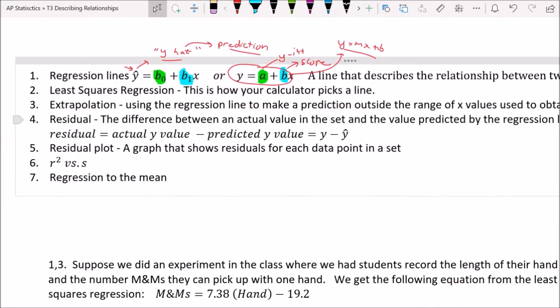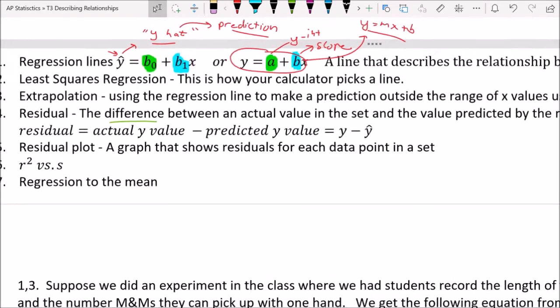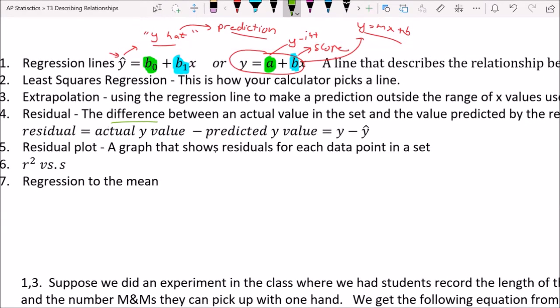Okay. Residual, we talked about that last time. We showed the residual plot, actually. Here we're going to formalize that. So the residual, what is it? It is just the difference, also the distance, same thing, between an actual value that was measured and a value predicted by the regression line. So you may want to add this down in your notes, that it is an actual y value minus a predicted y value. I've also shown that in symbolic form over here. Okay, so y minus y hat.